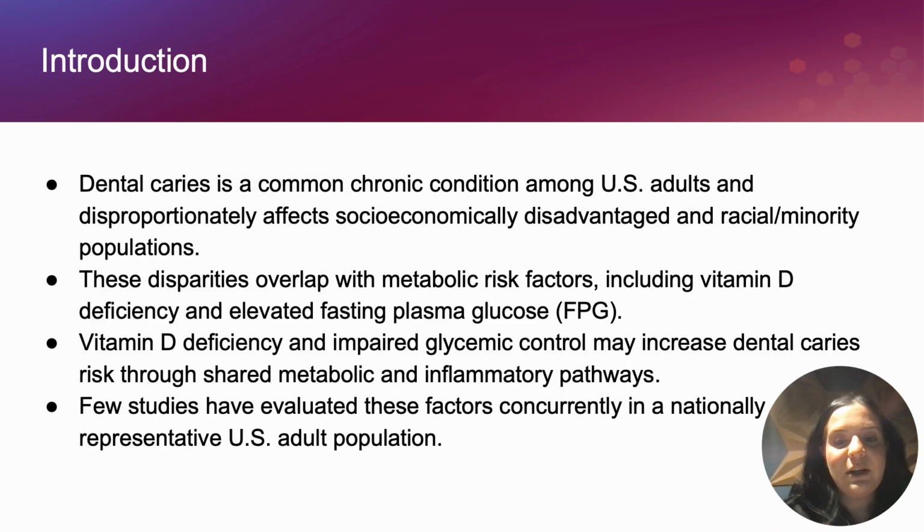So dental caries is a common chronic condition amongst U.S. adults and disproportionately affects socioeconomically disadvantaged and racial minority populations. These disparities overlap with metabolic risk factors including vitamin D deficiency and elevated fasting plasma glucose. Vitamin D deficiency and impaired glycemic control may increase dental caries risk through shared metabolic and inflammatory pathways. Only a few studies have evaluated these factors concurrently in the nationally representative U.S. population, which is why we wanted to study these factors together. A lot of the studies we came across only studied either vitamin D or fasting plasma glucose, so we wanted to see the effects of them both in the same population.